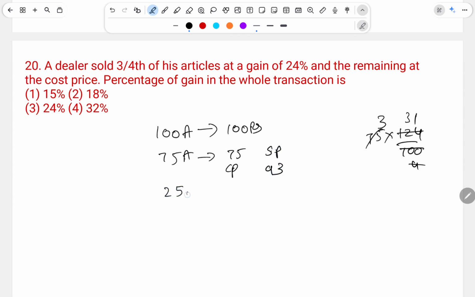And the remaining 25 articles are sold at the rate of cost price. So 25 sold at 25 only. Then add the total, 118. CP is 100 rupees and SP is 118. So profit percent is 18%.